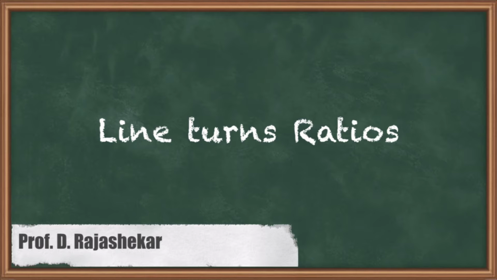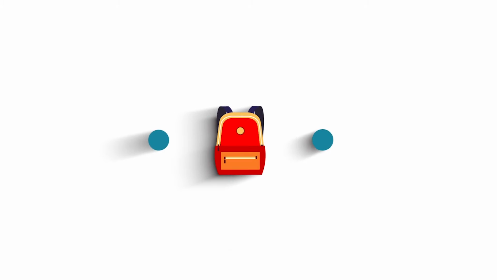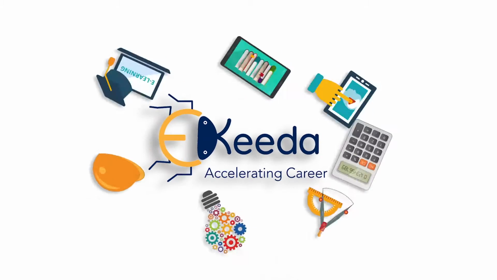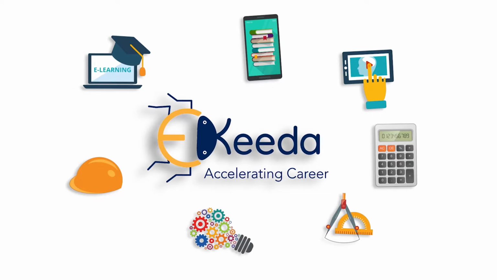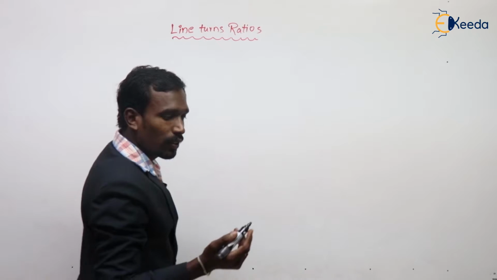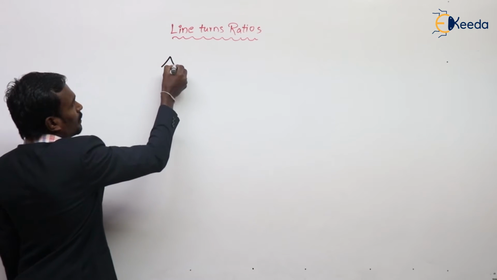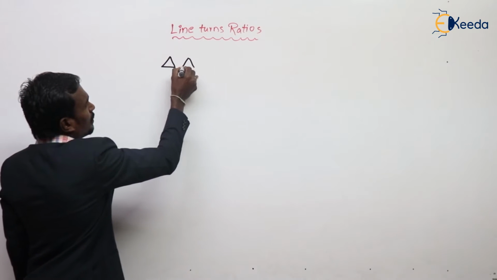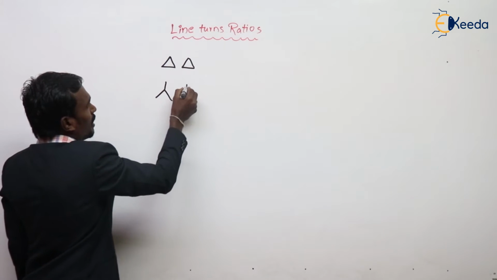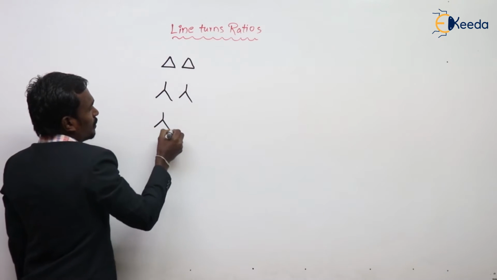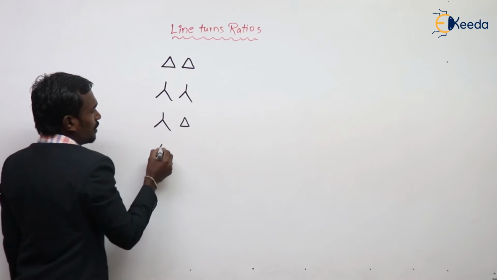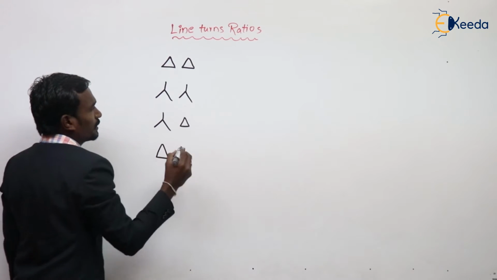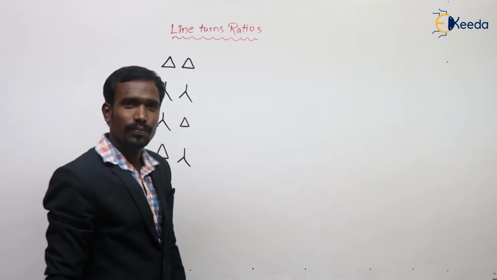Today in this video, let's conclude the line turns ratios. We know the four connections: delta-delta, star-star, star-delta, and delta-star.